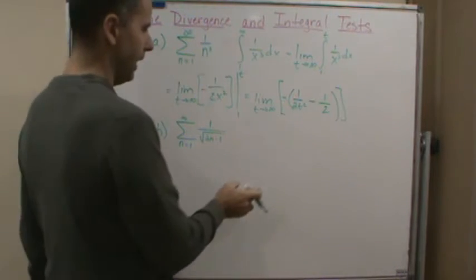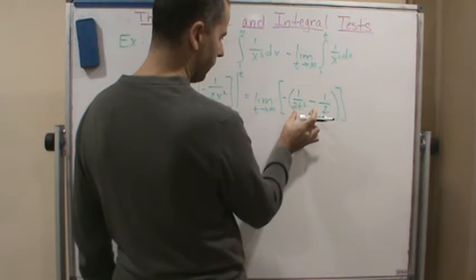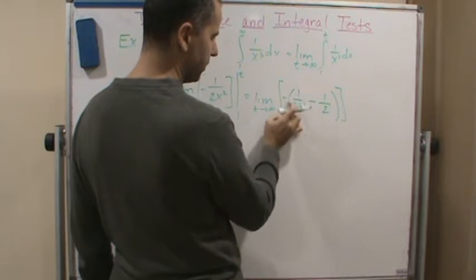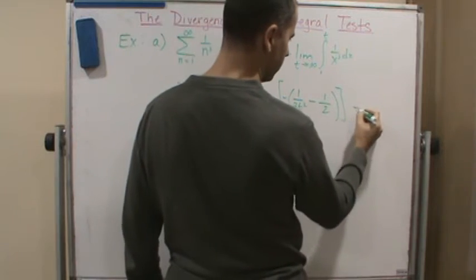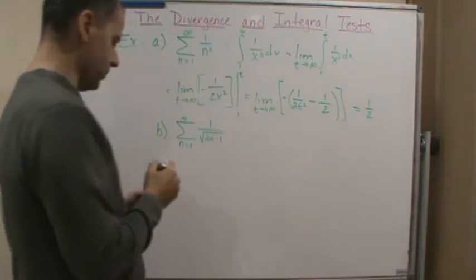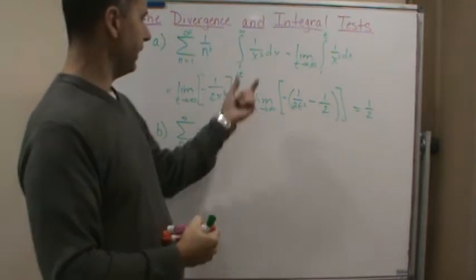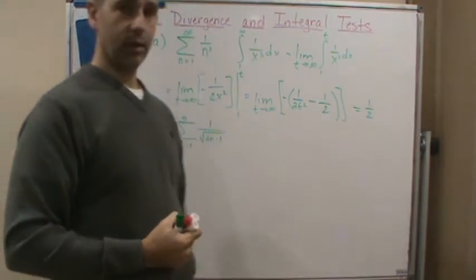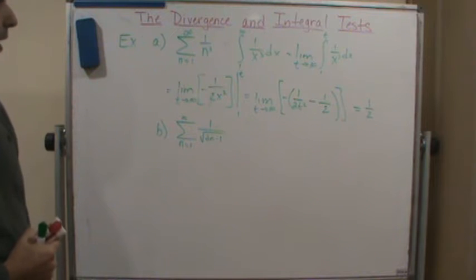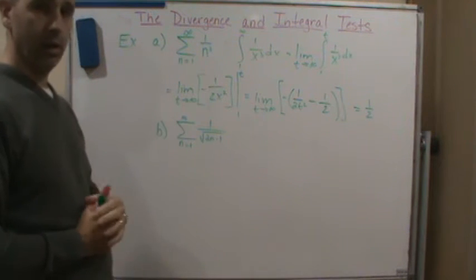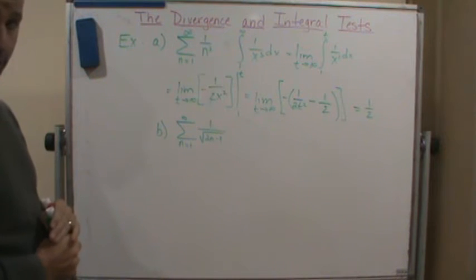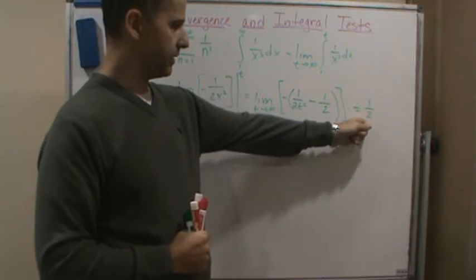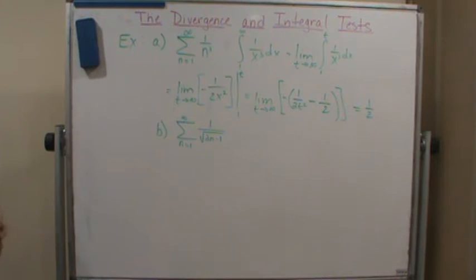And so what happens as t approaches infinity? This is just going to go to 0. So then I get what? Negative of a negative 1/2, which is just going to give me 1/2. So therefore, the improper integral converges. It converges to 1/2. So therefore, the series 1 over n cubed also converges. Now again, remember, it doesn't necessarily converge to 1/2. The theorem doesn't tell us that.